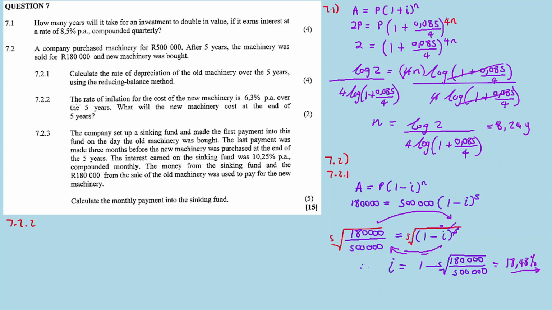7.2.2. The rate of inflation for the cost of the new machine is 6.3% per annum over the 5 years. What will the new machine cost at the end of the 5 years? So when you buy a machine, it has value, right? But this machine here at the shop, if you buy it for 500,000 today, in 2 years time, in 3 years time, in 4 years time, even in 5 years, 6 years, 10 years time, you cannot buy it for the same 500,000 rand, because it appreciates in value, it goes up in value.